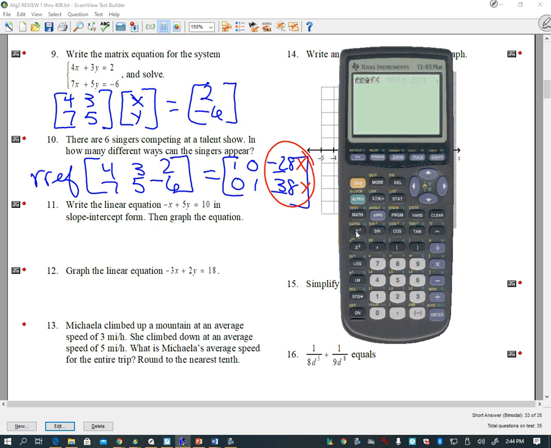Then hit second matrix again and select that matrix that we made and hit enter. And so the right numbers in the column are -28 and 38. Those are my answers for X and Y. Okay? So we are familiar with that? We're well practiced with it? Okay.